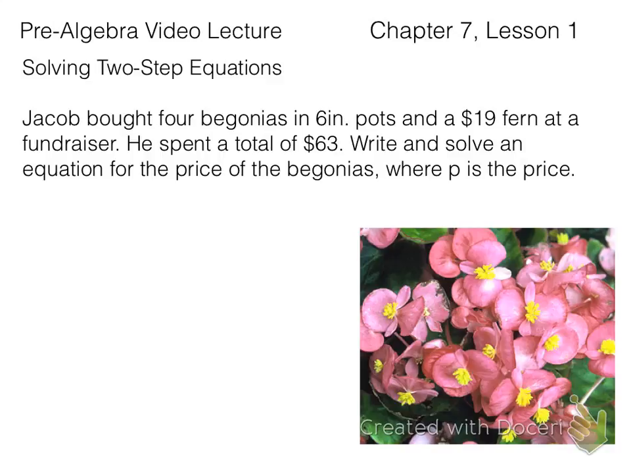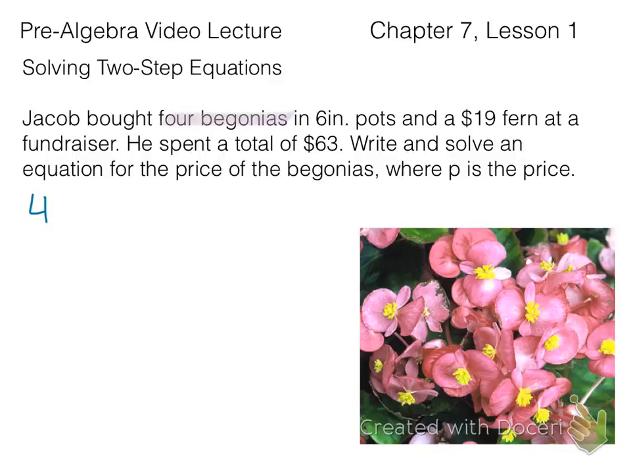All right, last problem has to do with begonias. Those are begonias, by the way. If you can't visualize what begonias are, those are begonias. Okay. Jacob bought 4 begonias in 6-inch pots and a $19 fern at a fundraiser. He spent a total of $63. Write and solve an equation for the price of the begonias, where P is the price.